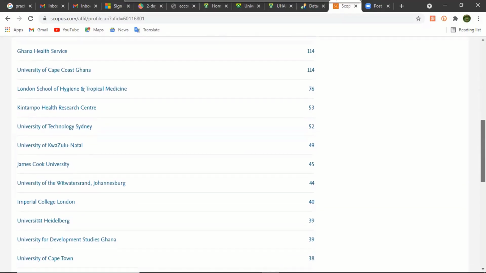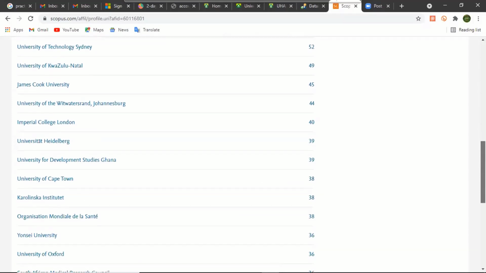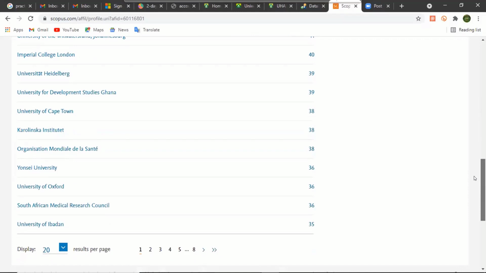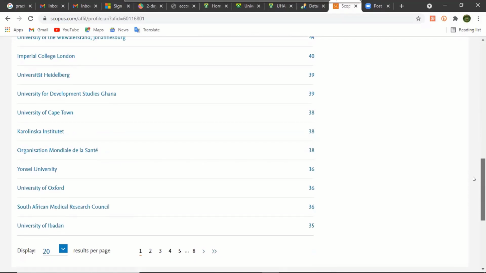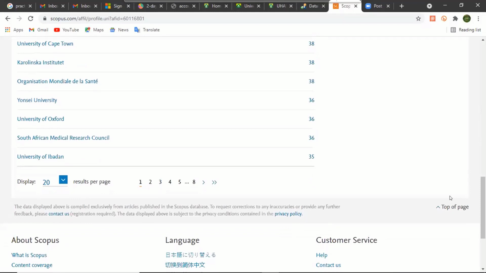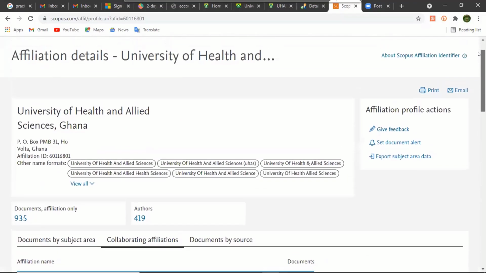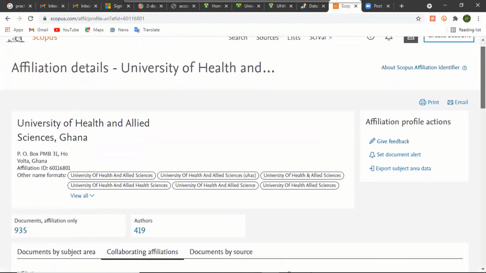And it's interesting to see the various universities here. I've seen Ibadan at the tail end here. There are more of them. It's displaying only the first 20. You can see that there are so many pages. You can go to page 2, page 3, all the way down there to see how many more other institutions are collaborating with the University of Health and Allied Sciences in research.